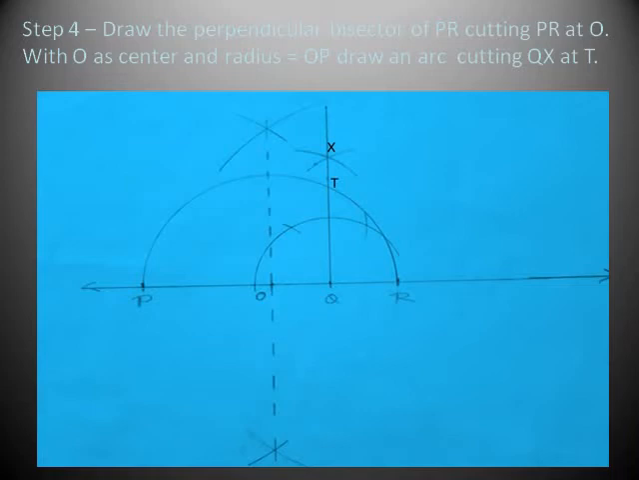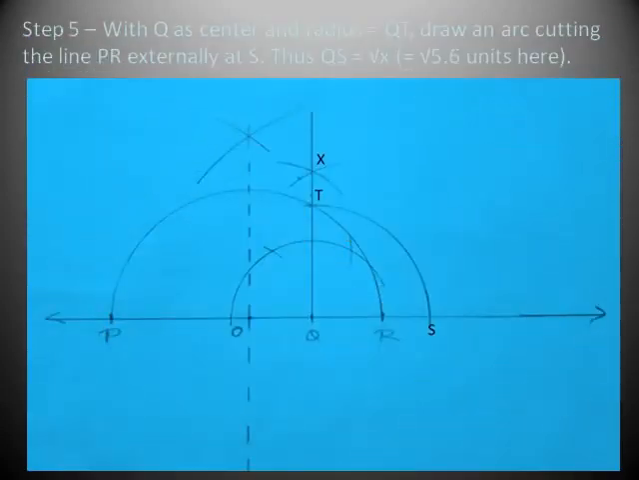Now draw the perpendicular bisector of PR, cutting PR at O, and with O as center and radius equal to OP, draw an arc cutting QX at T. Next, with Q as center and radius equal to QT, draw an arc cutting the line PR externally at S. I used the word externally here because S will lie outside PR. Now QS is equal to square root of x, or here we can say QS is equal to square root of 5.6.